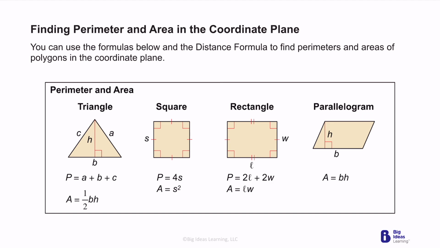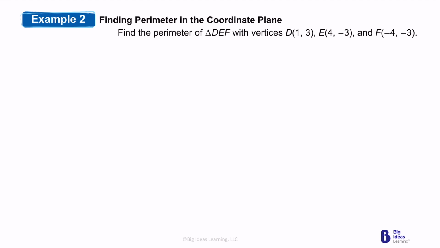So we're going to find perimeter and area in the coordinate plane. So these are formulas you should already know. You should already know how to find the perimeter and area of a triangle, square, rectangle, and parallelogram. This should not be news to you. But we're using the coordinate plane. So that's maybe a little different than what you've done before.